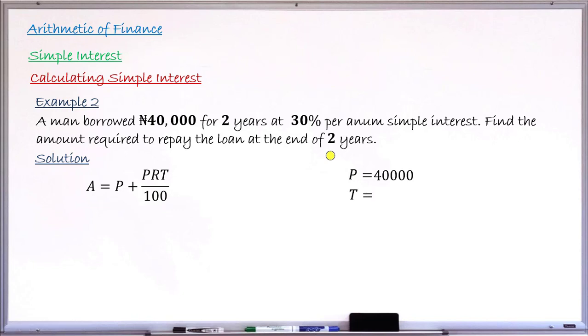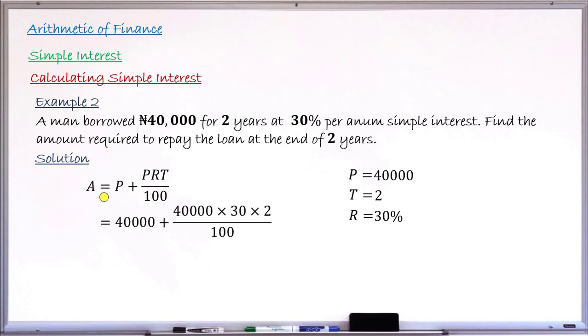Then the T is 2 years. The man wanted to pay back the loan after 2 years, so T is now 2. And the R is the rate of interest. The bank charges 30%, so R will now be 30. So I'm going to substitute in this formula to find the final amount, that is A.